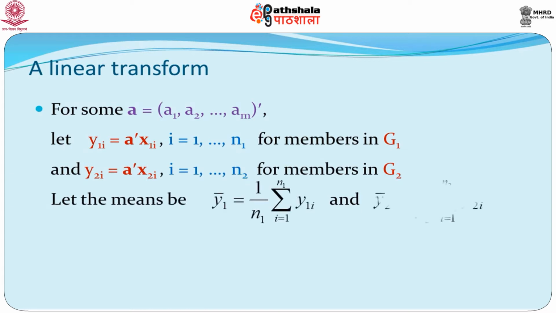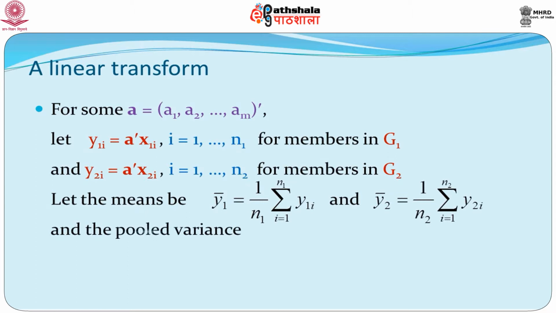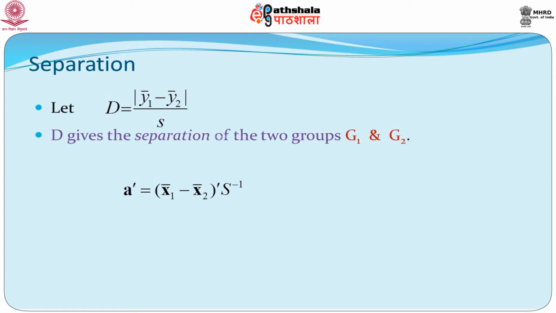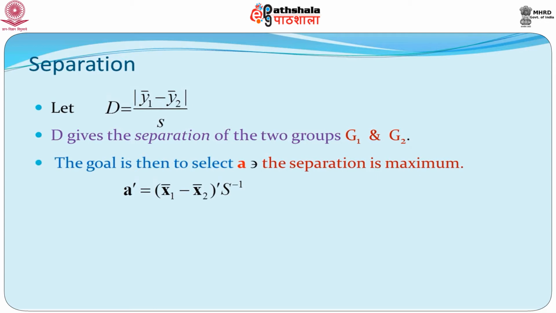Now, suppose their means are y1 bar and y2 bar, and we get the pooled variance, which is S squared, the pooled variance for the two groups. And then we take D equal to the absolute value of (y1 bar minus y2 bar) divided by S, and D gives the separation of the two groups G1 and G2. So Fisher decides that D can be a good marker for differentiating between the two groups. The goal is then to select an A which makes the separation maximum.